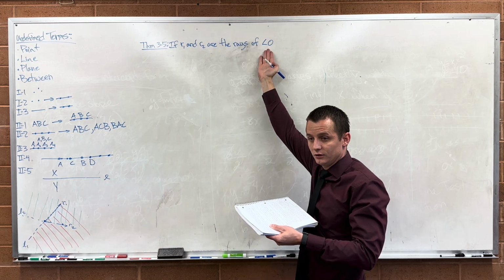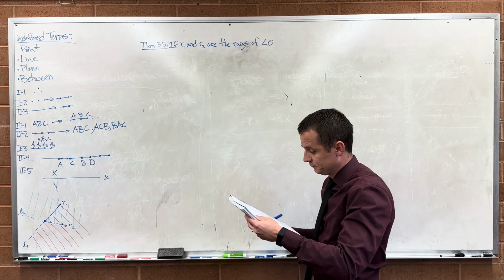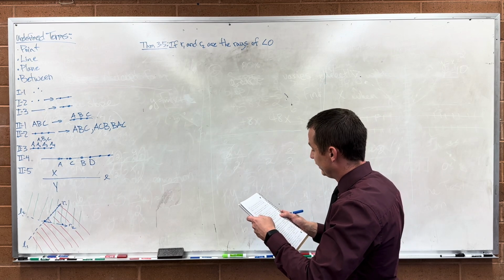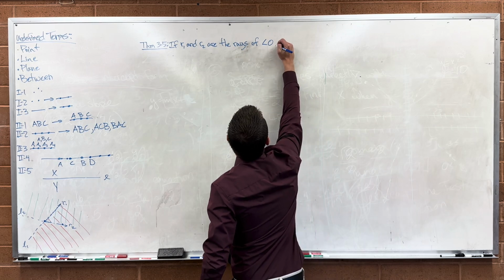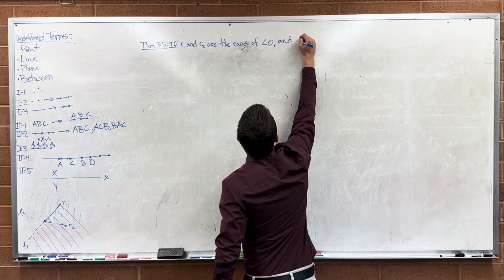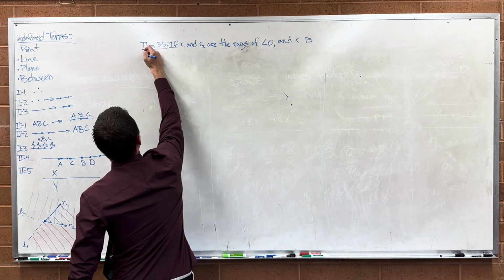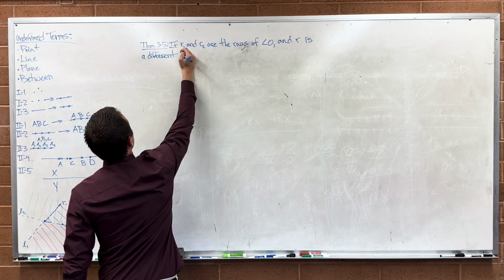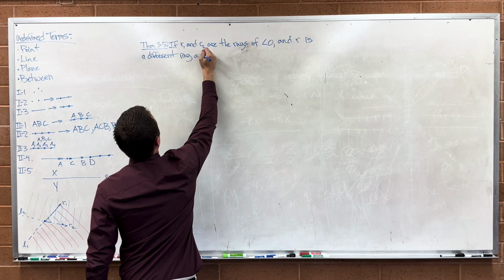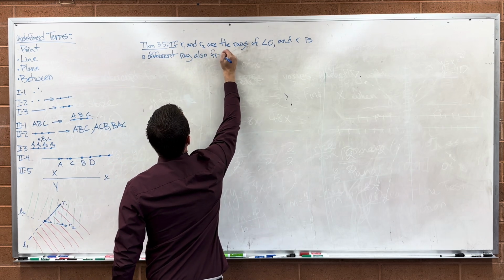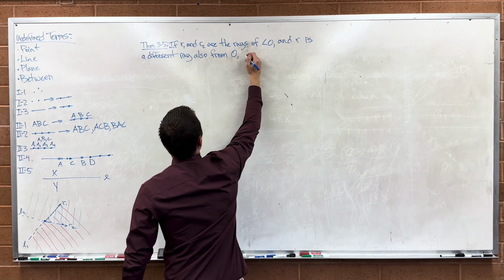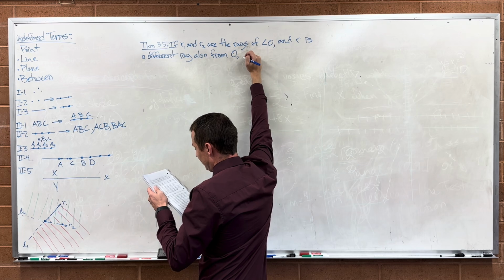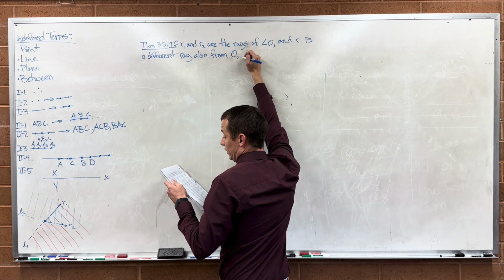You remember that notation? The angle O notation? Yeah. And R is a different ray, also from O. Then the ray is going to be entirely in the interior of angle O or in its exterior.